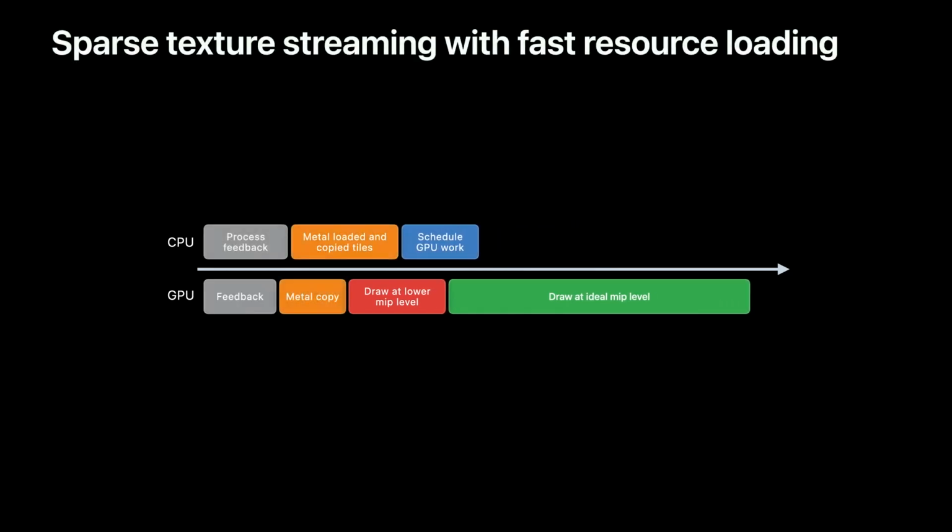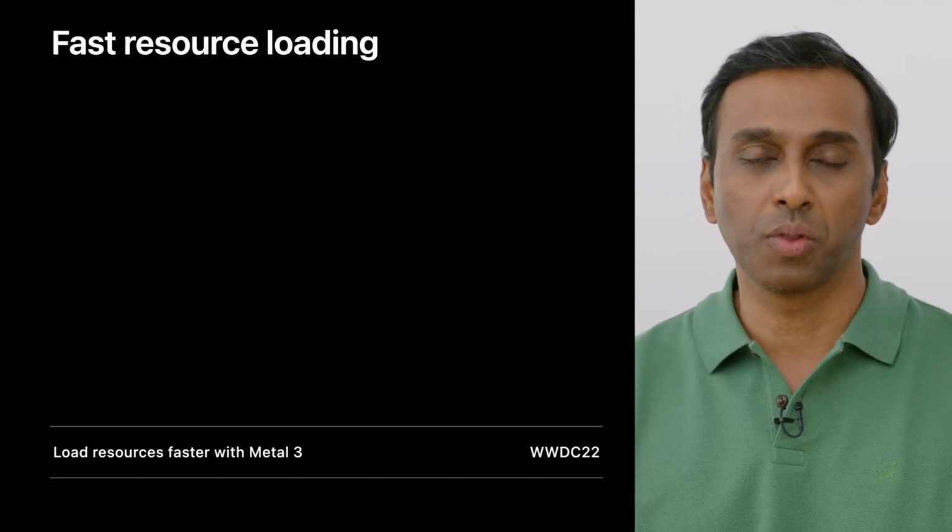Fast resource loading minimizes loading overhead and ensures the storage hardware has enough requests in its queues to maximize throughput. This provides faster and more consistent performance so that more time is spent drawing at high quality. Fast resource loading will greatly simplify the code you need to write to achieve high-quality asset streaming. To learn more about fast resource loading, check out the Load Resources Faster with Metal 3 session.